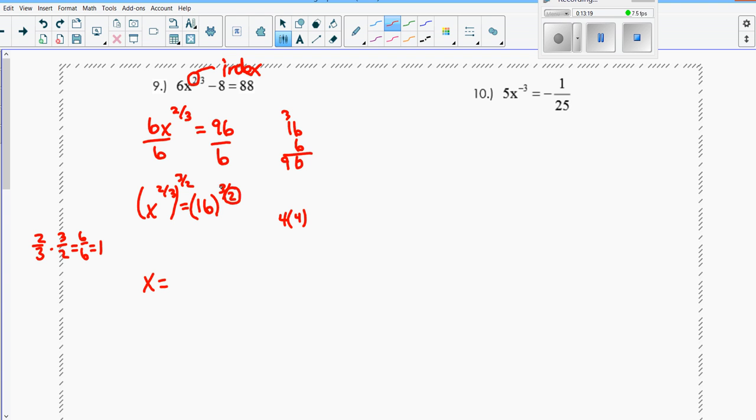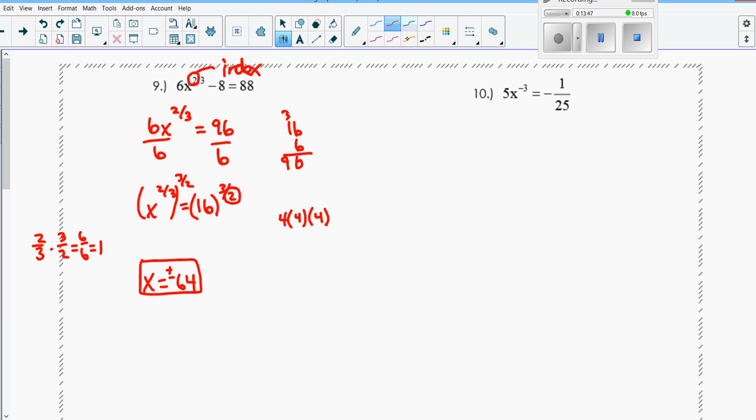But the numerator is telling us how many 4s we want. So the 3 is saying that we want 3 of them. Well, we only have 2 of them, so then we need to add 1 more. So 4 times 4 times 4 is 64. And then because the index was even, it's plus or minus 64.